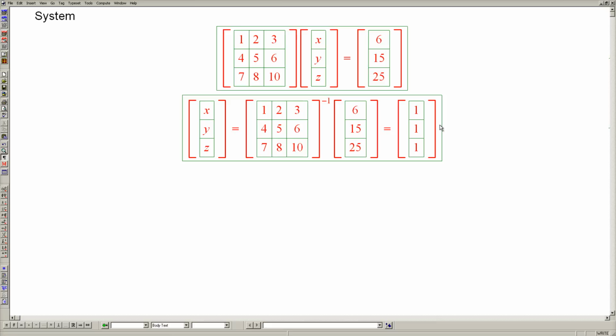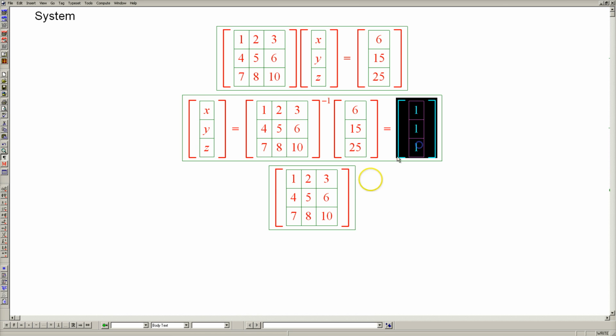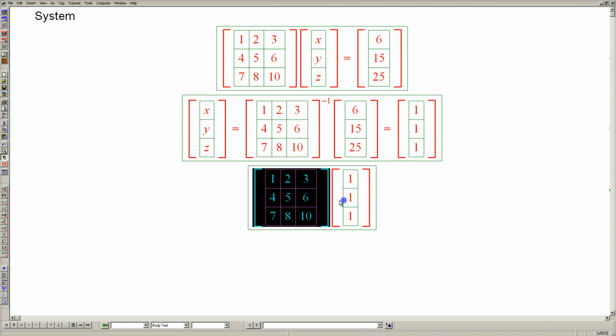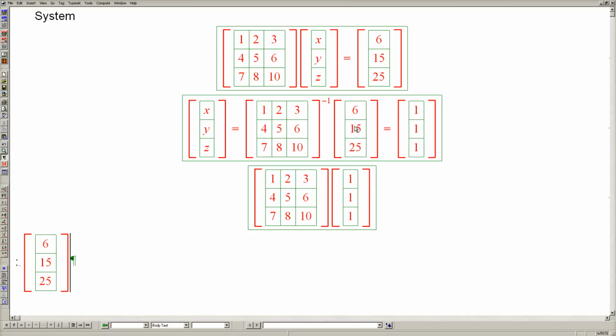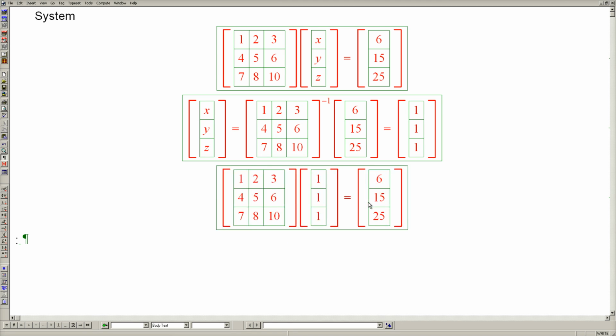Matrix multiplication also gives us a good way of testing whether this is the right solution. All we need to do is multiply the matrix A by this matrix and make sure that once we carry out this matrix multiplication, we get the right-hand side, 6, 15, 25. Let's see if we do, single click. And yes, indeed, this matrix product is 6, 15, 25.